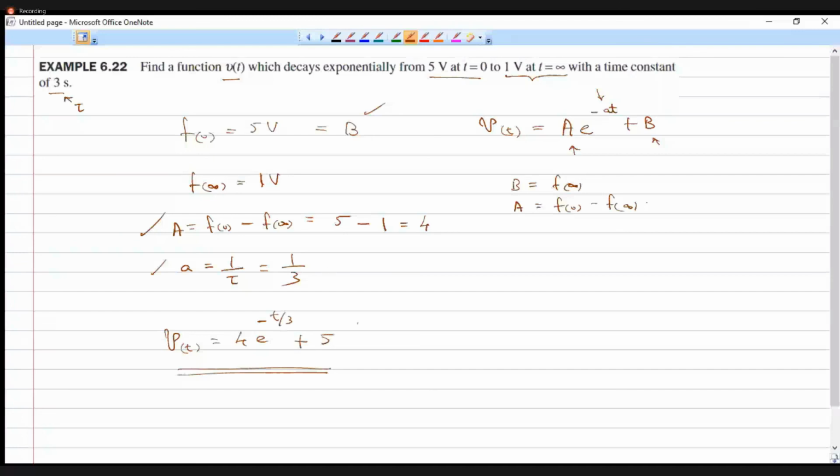So that was the significance of the previous slide. Once you know the initial and final values, you can readily write the value of this function. I hope it is clear. Any doubts here? No, sir. Okay. If you have no doubts, then try to answer this question.